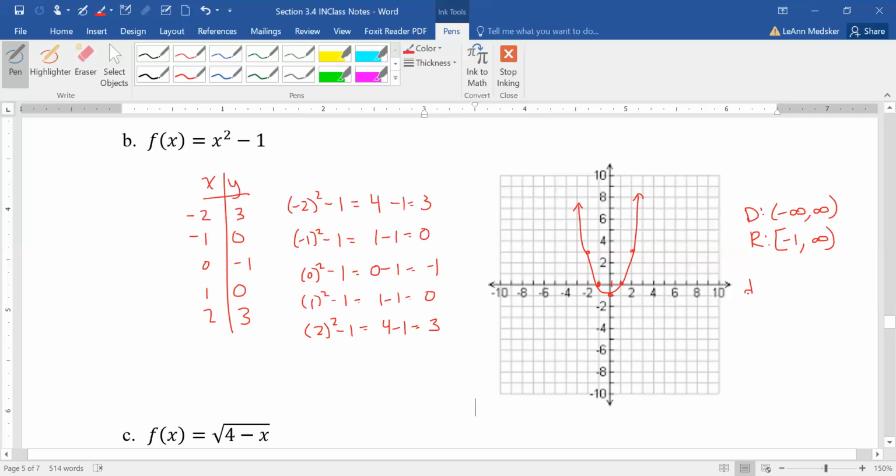So I am decreasing from -infinity to 0, and we don't include those. These are always parentheses because you can't increase or decrease at a single point. You have to have multiple points to compare. And I'm increasing from 0 to infinity, so I'm going uphill. So remember, this is in terms of our domain.